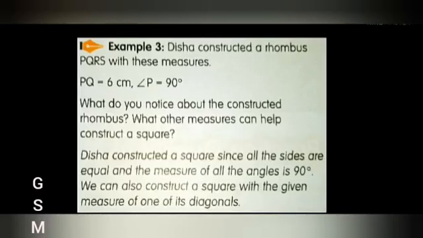Example: Disha constructed a rhombus PQRS with these measures: PQ equal to 6 cm and angle P equal to 90 degree. What do you notice about the constructed rhombus? What other measures can help construct a square? Disha constructed a square since all the sides are equal and the measure of all the angles is 90 degree. We can also construct a square with the given measure of one of its diagonals.